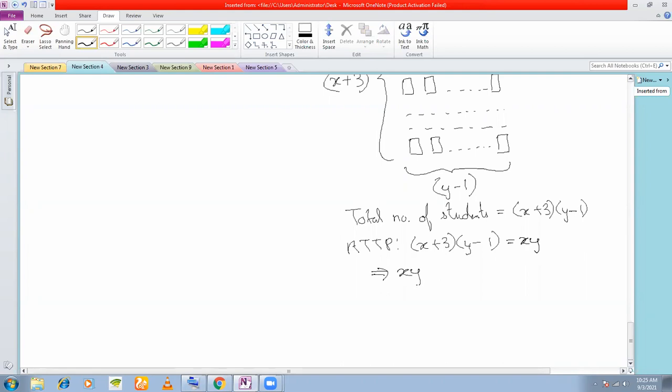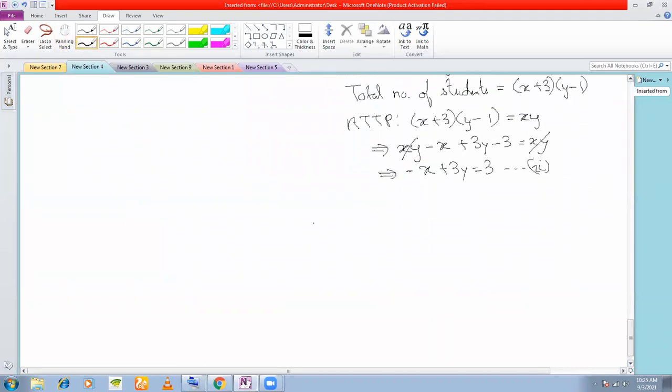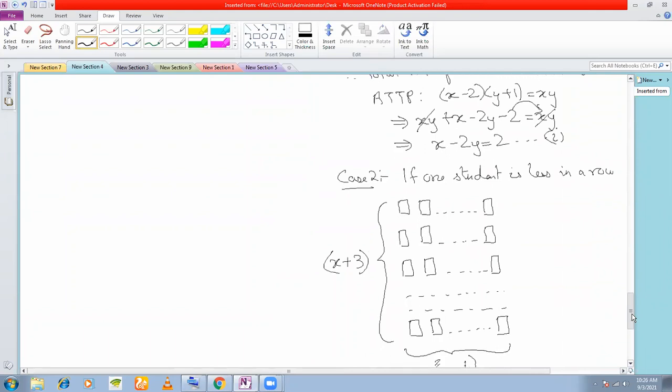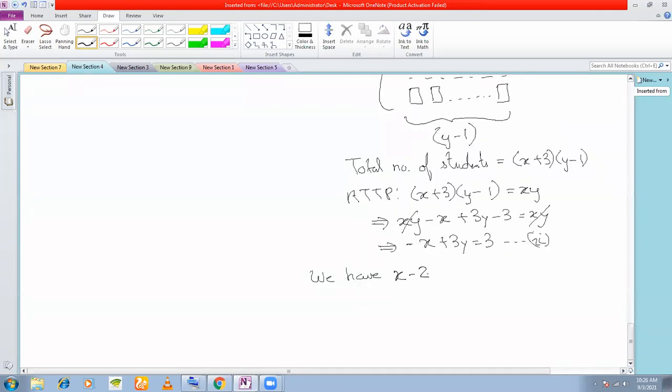We multiply: xy minus x plus 3y minus 3 is equal to xy. So xy and xy will cancel from both sides. You will get minus x plus 3y is equal to 3. This is our second equation. Now we need to solve these two equations. First, write the two equations together, and then we'll see which method to use. The first equation we got was x minus 2y is equal to 2, and the second equation is minus x plus 3y is equal to 3.